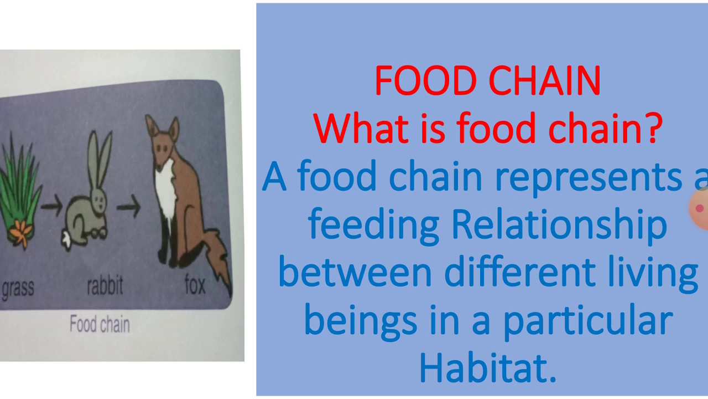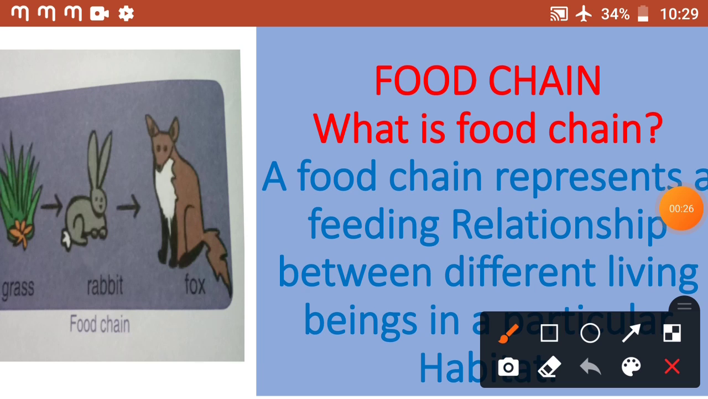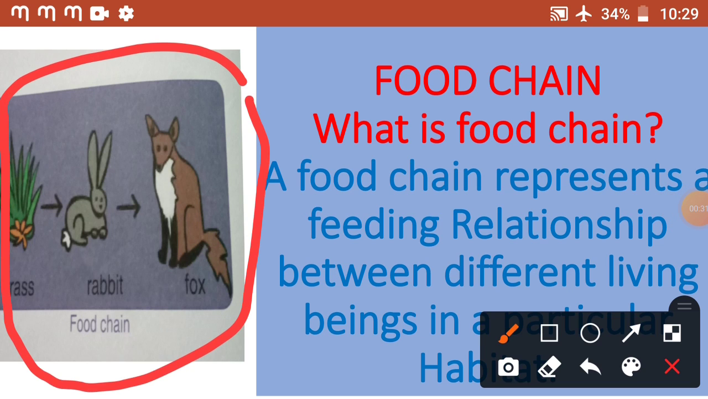What is food chain? A food chain represents a feeding relationship between different living beings in a particular habitat. It shows us who eats whom. See this picture. This shows a simple food chain. Here grass is eaten by rabbit and rabbit is eaten by fox. So there is a relationship between the grass, rabbit and the fox.